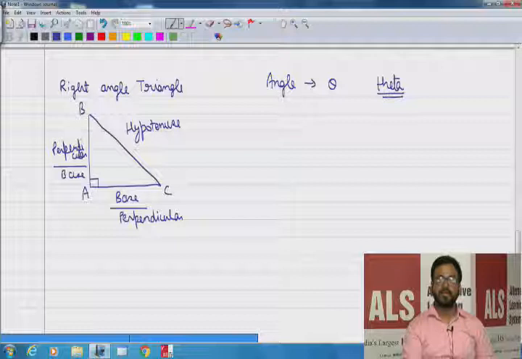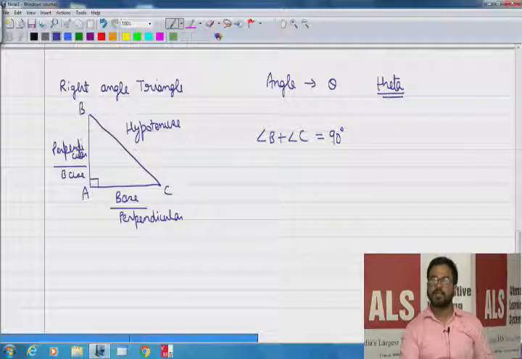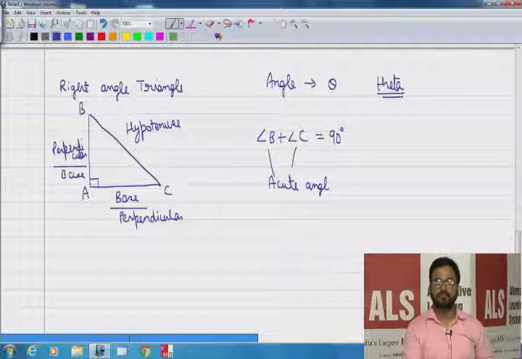So this triangle ABC is a right angle triangle, angle A is 90 degree. If angle A is 90 degree, then we know that angle B plus angle C, the sum, is 90 degree, because angle A alone is 90 degree. It means the sum of the remaining two angles is also 90 degree. And if the sum of these two angles is 90 degree, then both the angles are less than 90 degree. So both angle B and angle C are called acute angles. So we have to study the properties of the right angle triangle and acute angles.